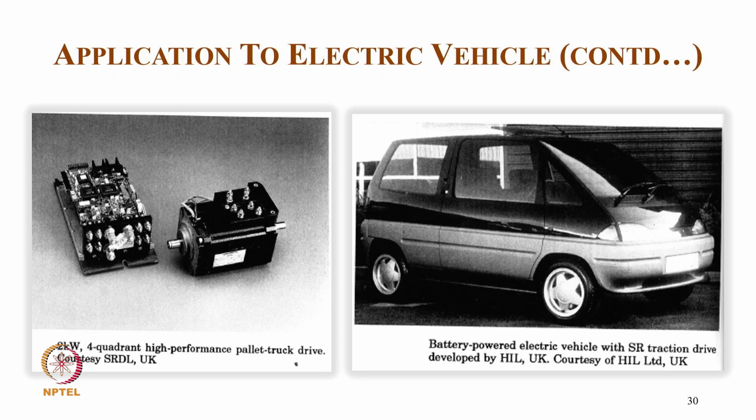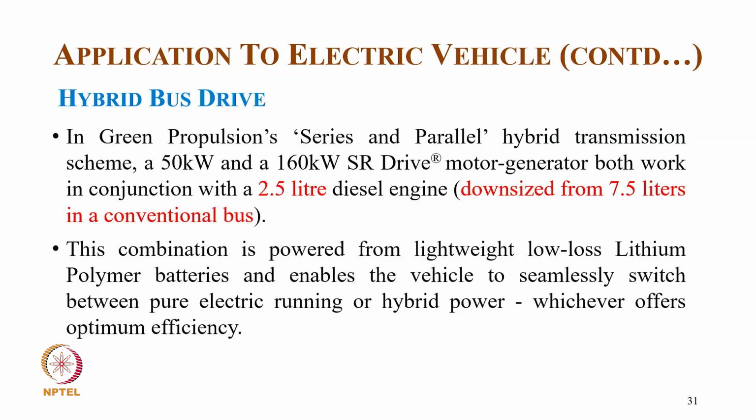And these are some more photographs, with the 2 kilowatt 4 quadrant high performance pallet truck drive and a battery powered electric vehicle with the SRM drive. So now another example is a hybrid bus.